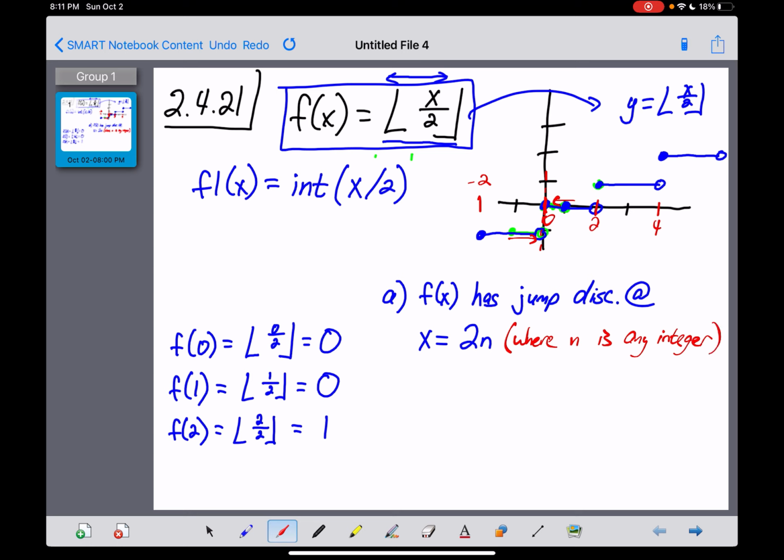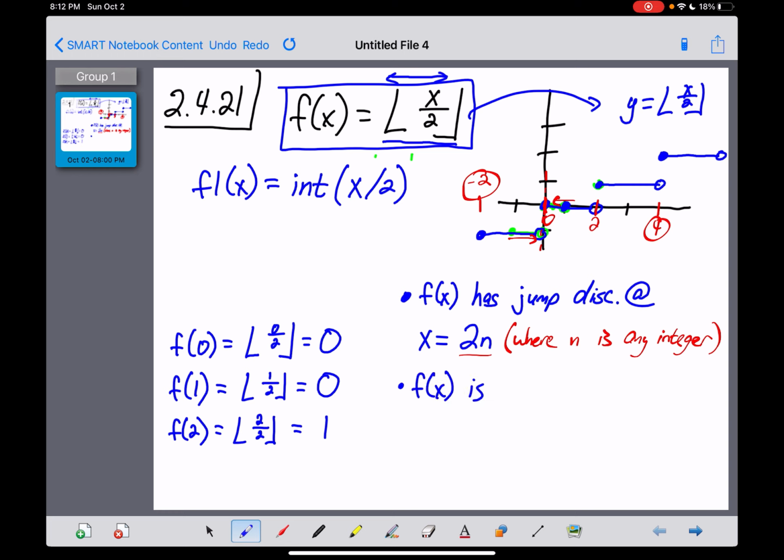So for example, if n is 2, 2 times 2 would be 4. Yep, we have a jump discontinuity right there. If n were -1, 2 times -1 is -2. Yep, we have a jump discontinuity there as well. Okay, so that's the answer really to the first two questions, I guess. That f of x has jump discontinuities, and it has them all over the place at x is equal to 2n. And now they wanted to state is the function left or right continuous at those discontinuities.